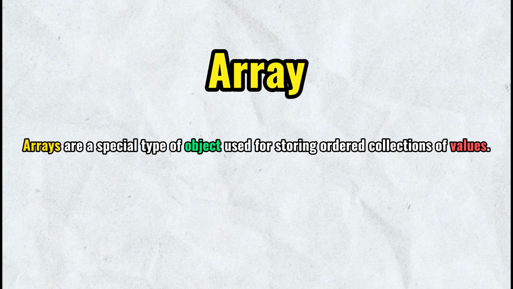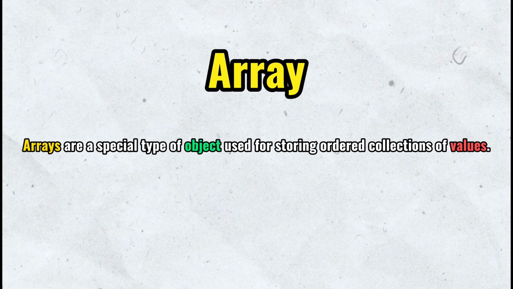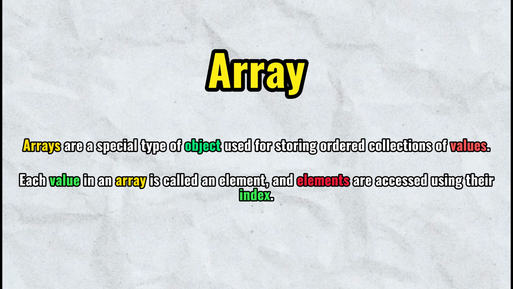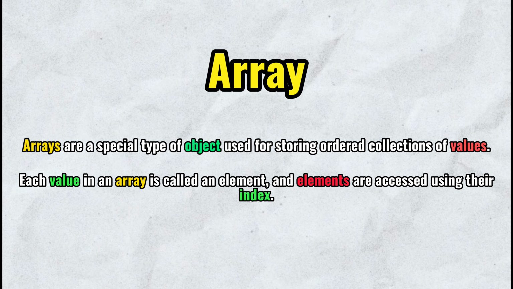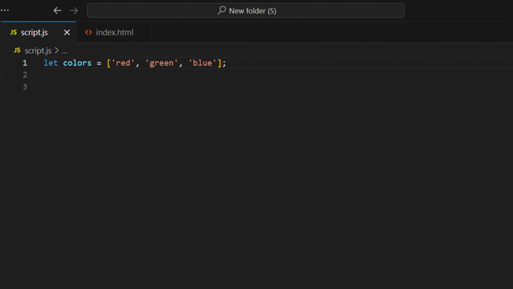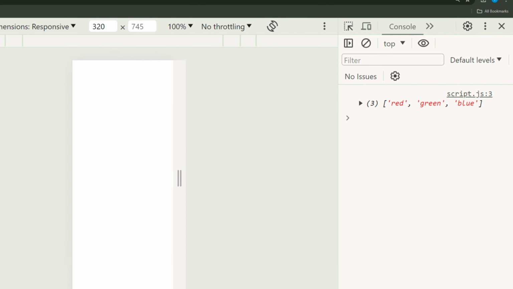Array. Arrays are a special type of object used for storing ordered collections of values. Each value in an array is called an element, and elements are accessed using their index. This is an example of array. Here, red, green, blue are elements of array. To print whole array, write console.log brackets colors. We get elements of our array.